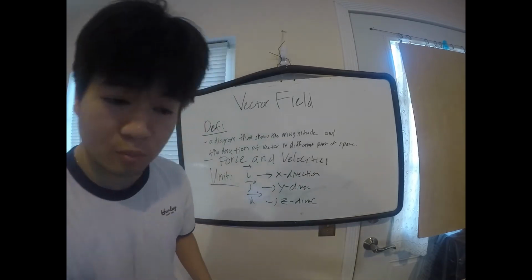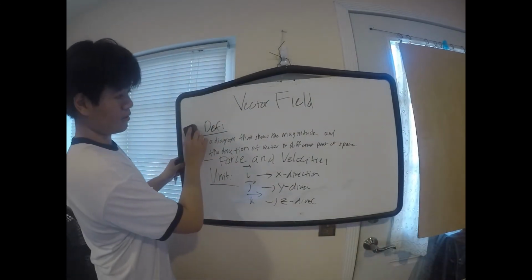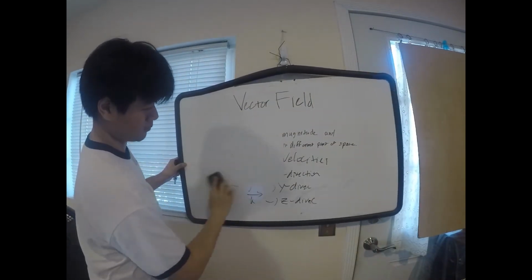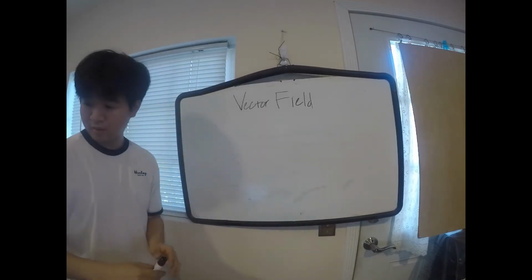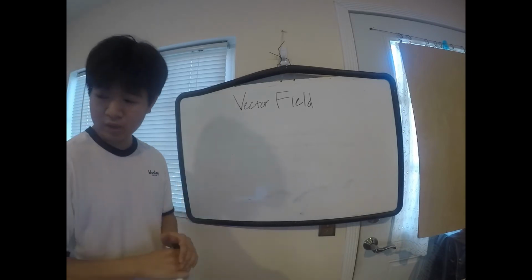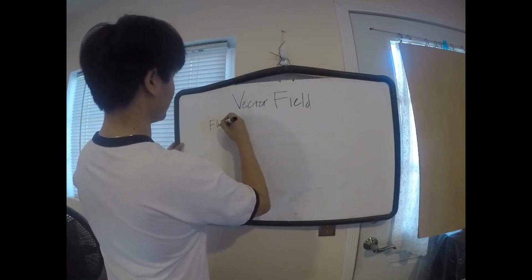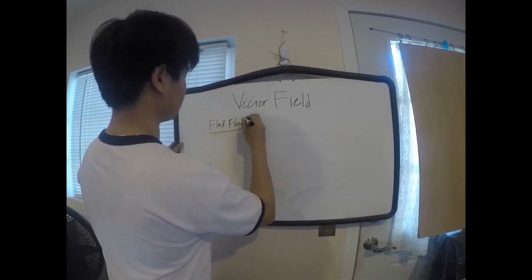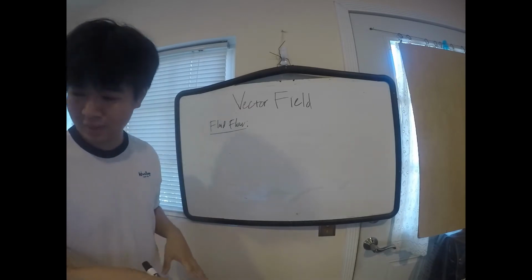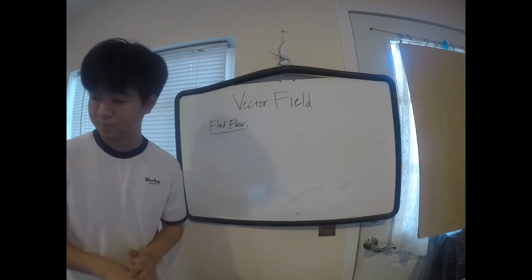Okay, now we'll be moving on to a more simple example. Okay, now we are going to look at fluid flow. We can imagine a vector field as fluid flow to make it easier to see, like the way it represents things around us.